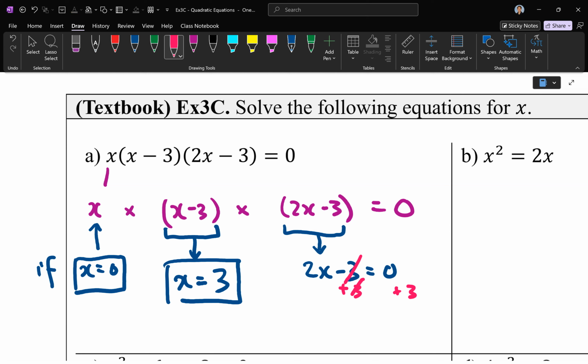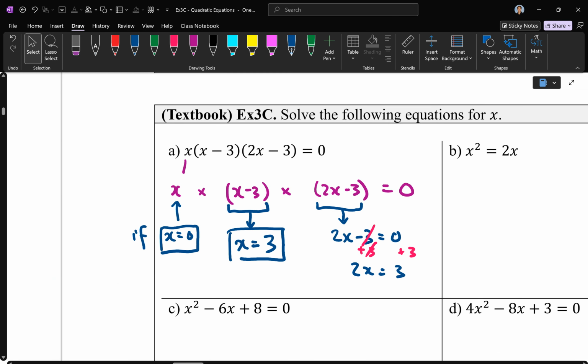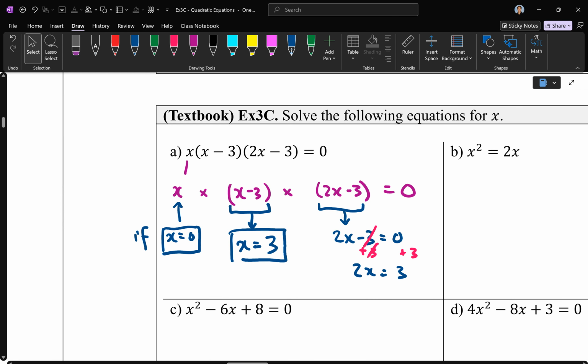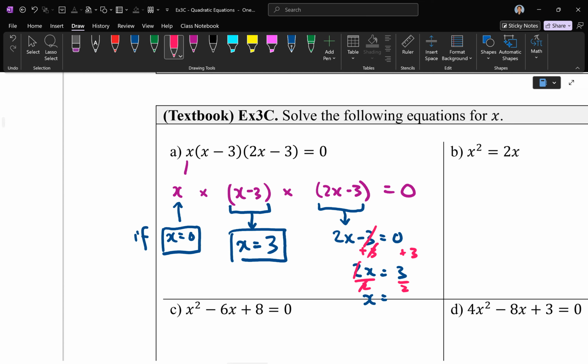Minus 3 plus 3 cancels out because they're opposites. 2x is equal to 0 plus 3, which is 3. And I'm trying to solve for x, so I have to get rid of that times 2. The opposite of times 2 is divide by 2. So here I divide by 2, and your answer is 3 over 2.